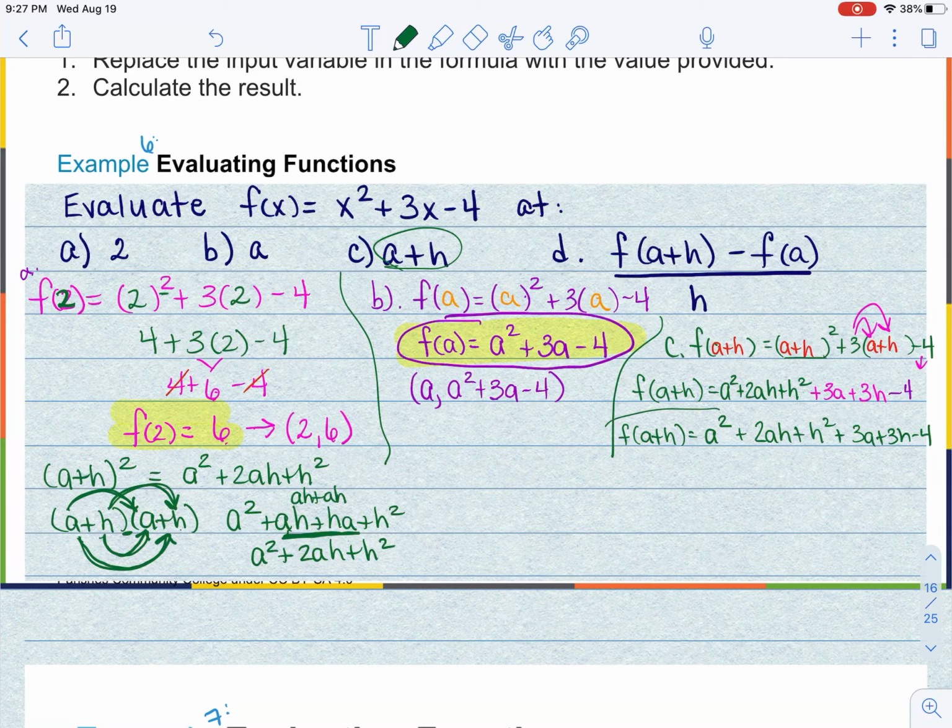So basically what we had written right above, and I can't go any further because a squared, there's no other a squared to add it to. There's no other ah. There's no other h squared. There's no other a. There's no other h by itself. And there's no other negative constant like negative 4. So that's as far as we go.